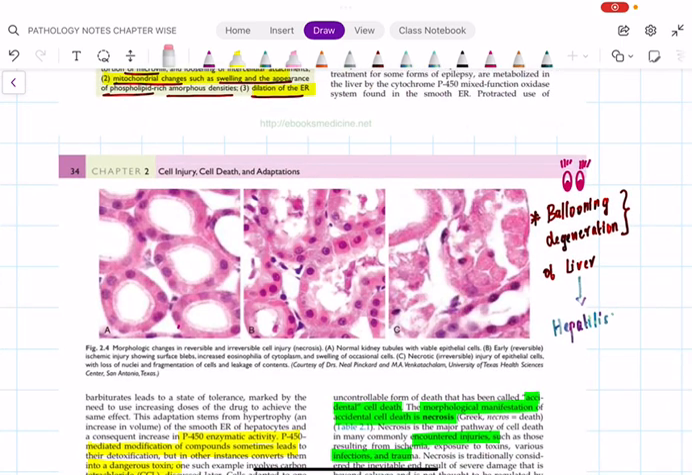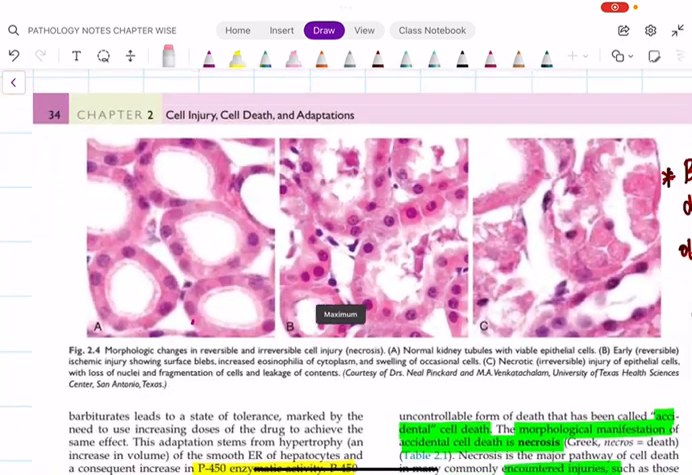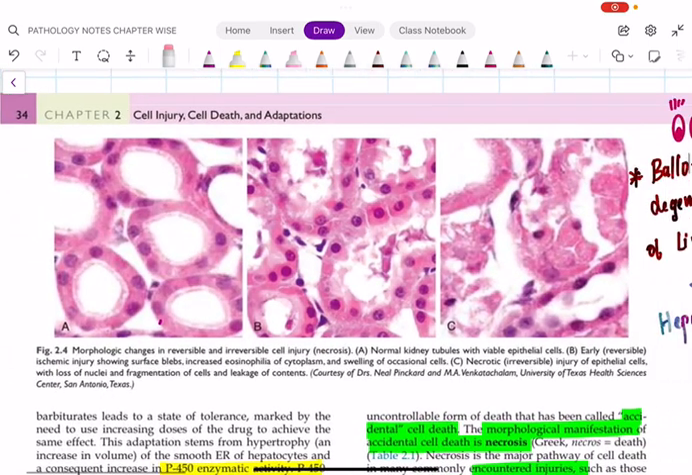Another feature you want to see: compared to this picture, you can see increased eosinophilia. Compared to this, there is increased eosinophilia. Yes, that is a very, very important point.